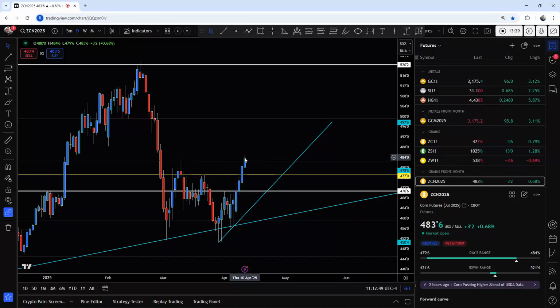You don't want to just jump in at the highs, because if you do and then the market starts profit taking, you're going to be like, oh man, I got in at the worst price. So wait till it pulls to the trend line. That's what I'm going to do. I'm going to be watching this thing. Right now it's at 483, $4.83. So where's my trend line? Right here. My trend line is around 470. So if it pulls back, I'll set an alert and I'll be a buyer of corn.